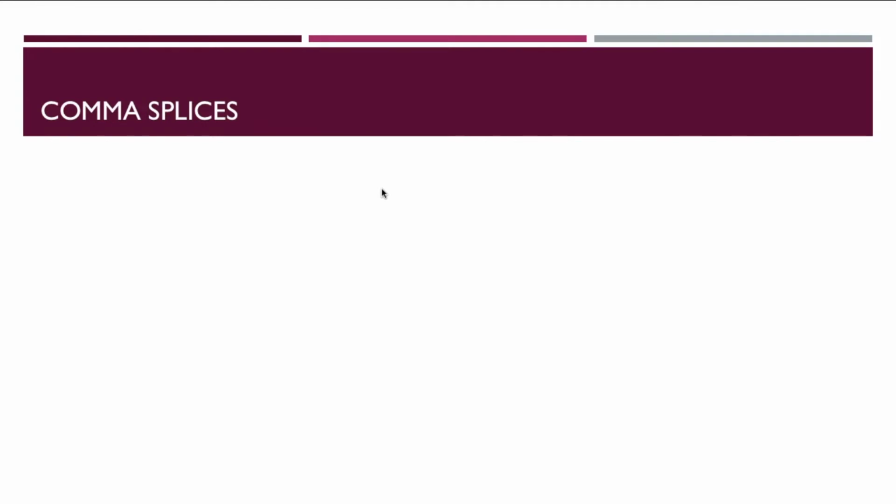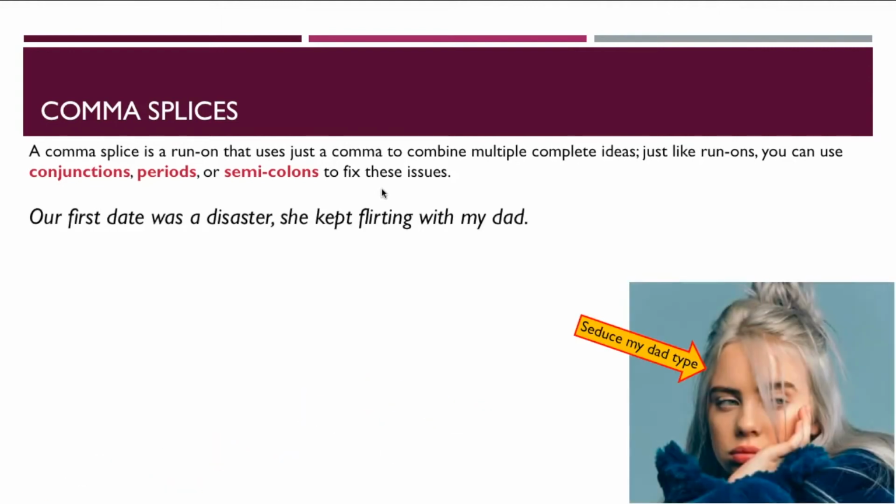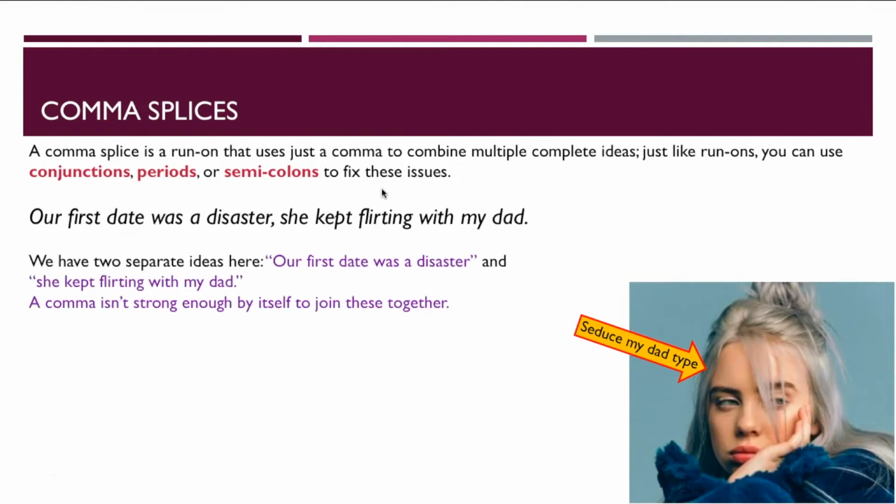Now let's talk about comma splices. A comma splice is a run-on that uses just a comma to combine multiple complete ideas. Just like run-ons, you can use conjunctions, periods, or semicolons to fix these issues. Our first date was a disaster. She kept flirting with my dad. We have 2 separate ideas here. Our first date was a disaster, and she kept flirting with my dad.